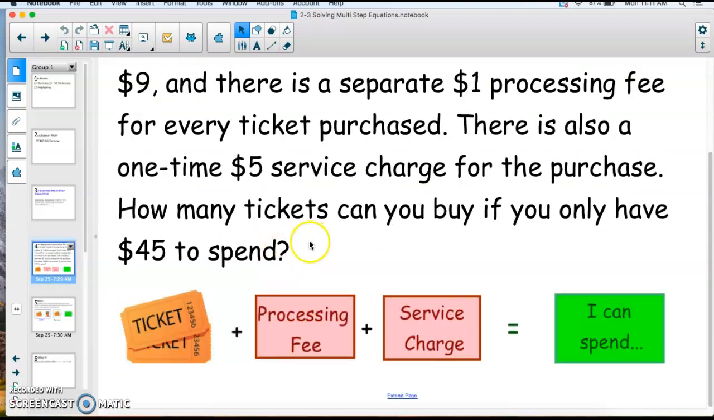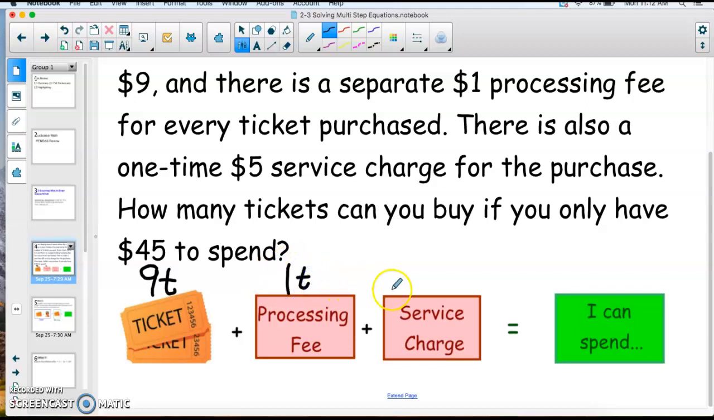So here's a picture form to help you out. You have the $9 for every ticket you buy, so it's $9 for every ticket. The processing fee is $1 for every ticket. And then the service charge is just $5 one time. Doesn't matter how many tickets you buy. You could buy a million tickets and you're going to get charged $5 for the service charge. And the total amount you spent is the $45 you have to spend, and we'll add all these together.